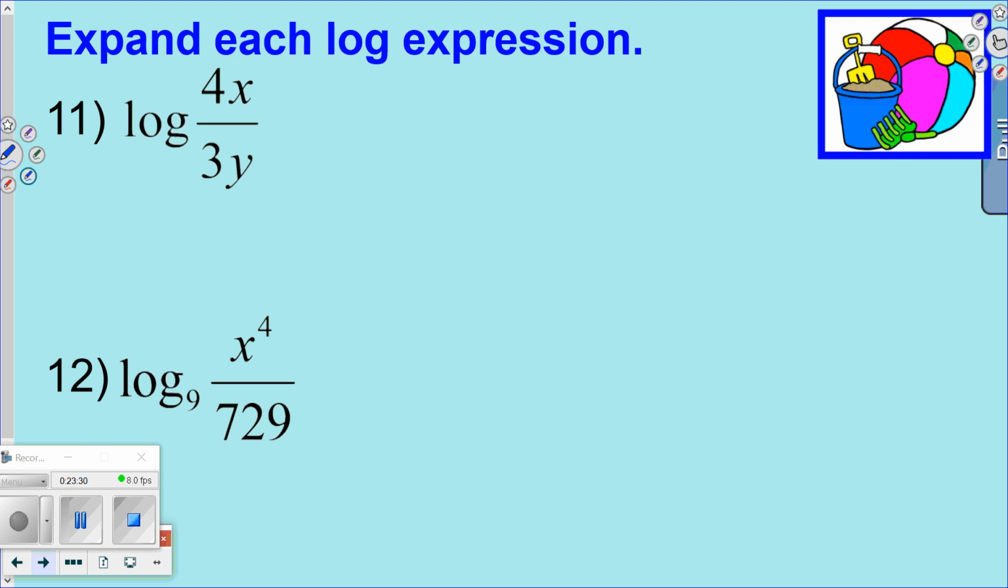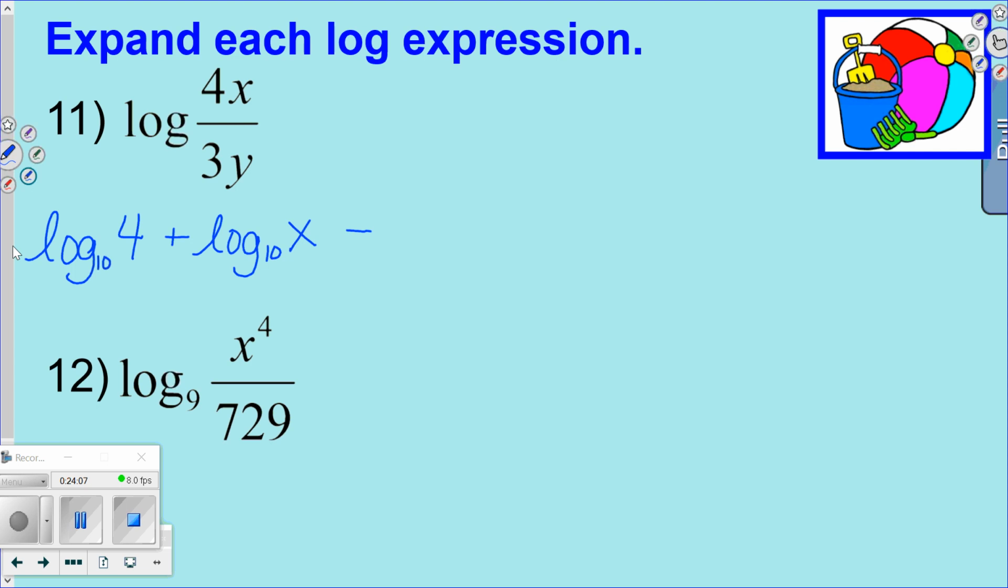So let's stop for a minute. How many times will you write the word log? 4 times. The 4, the x, the 3, the y. Right? There's 4 pieces there. Will you have any numbers that get thrown out in the front of the log? No, because there's no exponents. Okay, so let's go nice and slow because we need to talk about one thing that's going to happen here. All right, so you're going to have log base 10 of 4 plus log base 10 of x minus, because now we're dividing.